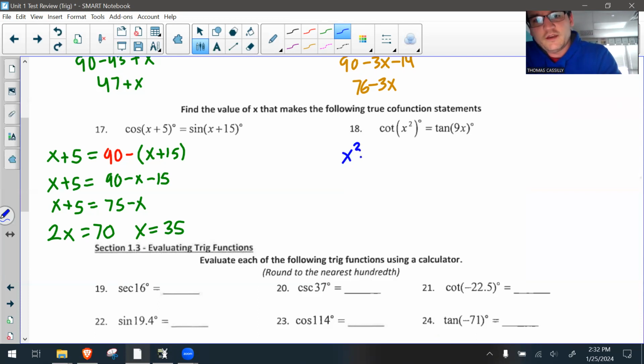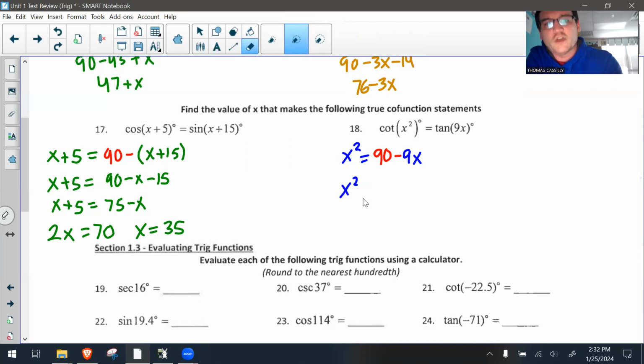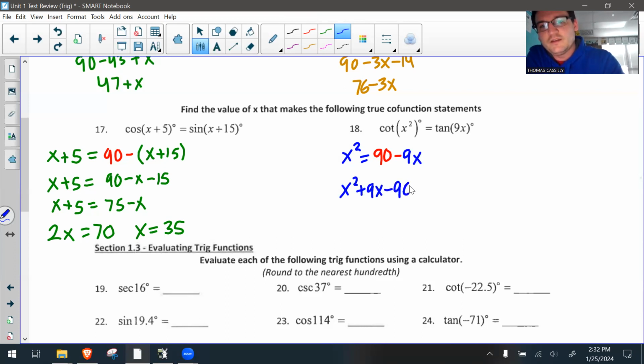All right, the next one, x squared equals, again, these are cofunctions, so we have to do the 90 minus thing. 90 minus 9x. You have an x squared, you have an x term, you have a number to remove. Move everything to one side. So you have x squared, you're going to add the 9x over. You're going to subtract the 90. That equals 0.